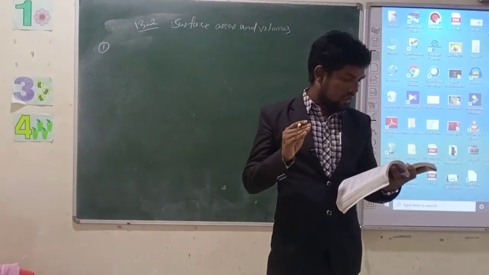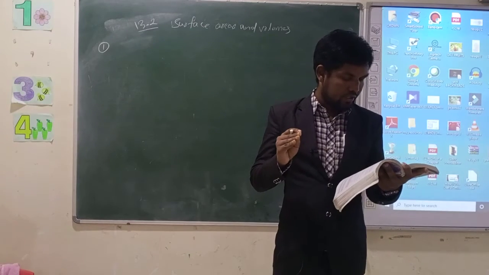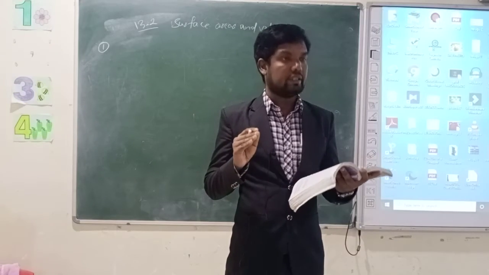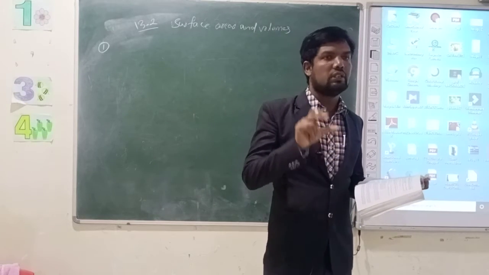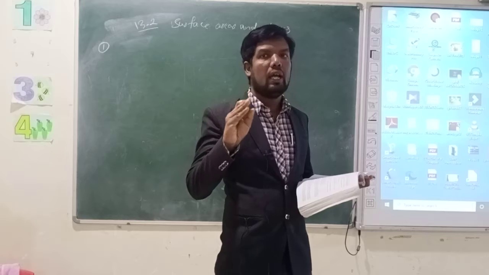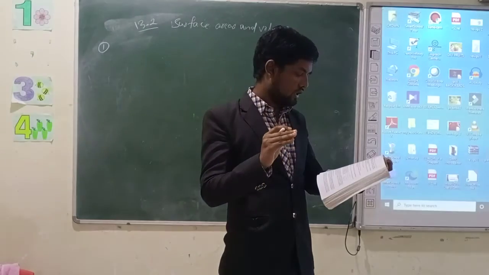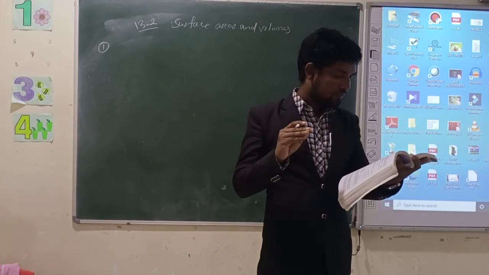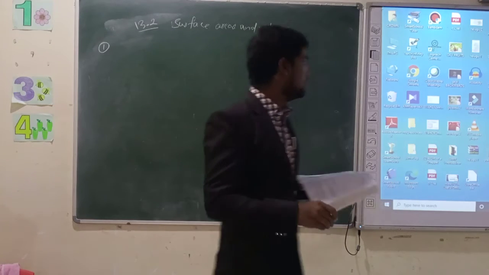Yes. The question is the curved surface area of a right circular cylinder of height 14 centimeters is 88 centimeters square. Means the area they have given. Curved surface area of the cylinder they have given, and height also they have given, 14 centimeters. What we have to calculate there? Diameter. Diameter of the base of the cylinder we have to calculate.